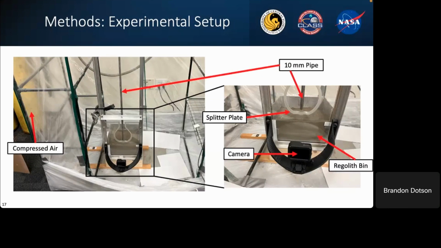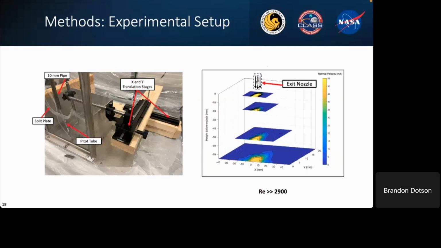But before we do that, we actually took some measurements using a small pitot tube and some translation stages, so we really understood what the plume was doing. In this case, we're getting Reynolds numbers on the order of 30 to 40,000, so definitely well above the threshold into the turbulent regime, and with exit velocities around 55 meters per second.